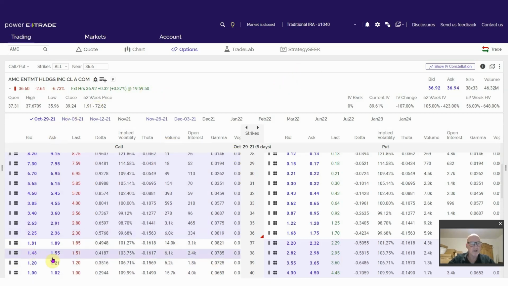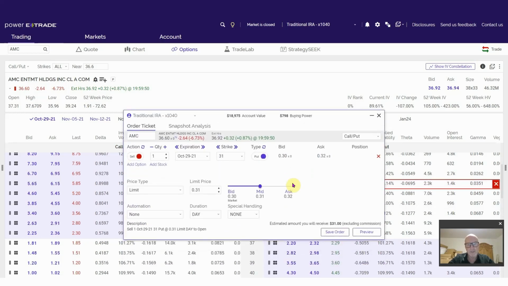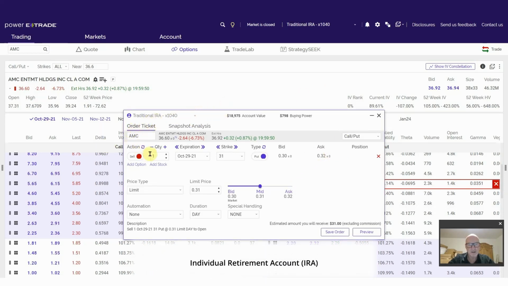If I do it right here, let's say I want to sell this put at 36. Actually, I already did, but let's go down here and do the actual one we were talking about. Let's say I want to sell this. I go 30. Here it pops up the screen. Okay, this is my IRA account. I don't have a lot of money in there. I don't do a lot of trading in this account.